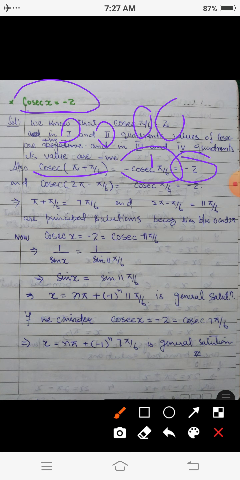Similarly, if we consider cosec of 2 pi minus pi by 6, now 2 pi means 360 minus something. This is in the fourth quadrant. In the fourth quadrant, its value is negative, so it is minus cosec pi by 6. But cosec pi by 6 is 2, so it is simply minus 2.